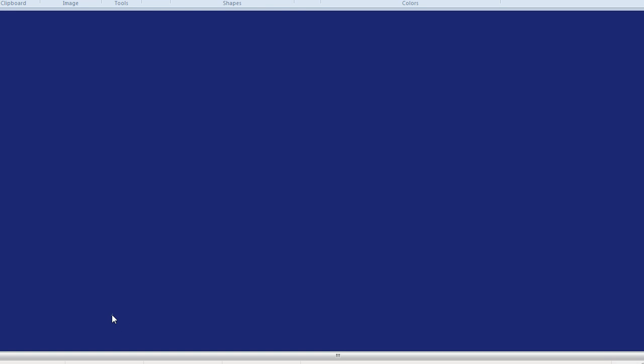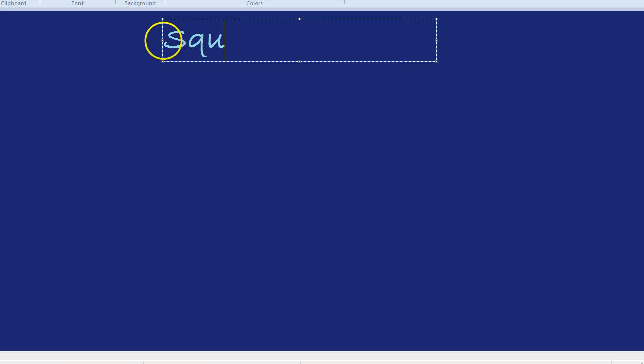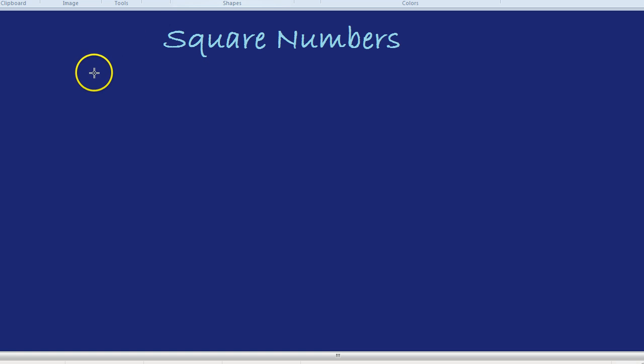Let's take a look at square numbers. What are square numbers? We keep hearing about square numbers, but what are they? Square numbers are the areas of squares. In other words, let's draw a few squares.